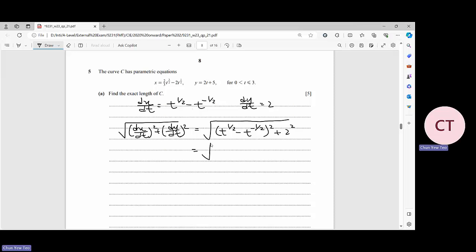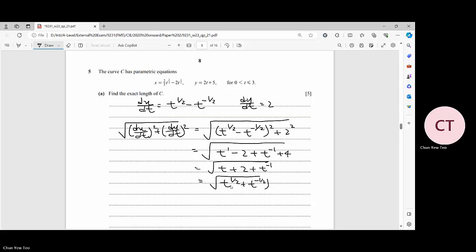Then expand and simplify. You will get t to the power of 1 minus 2 plus t to the power of negative 1 plus 4. You will get t plus 2 plus t to the power of negative 1. Factorize it again. You will get this with the square. So the square and the square root can cancel off. At the end, you get t to the power of half plus t to the power of negative half.